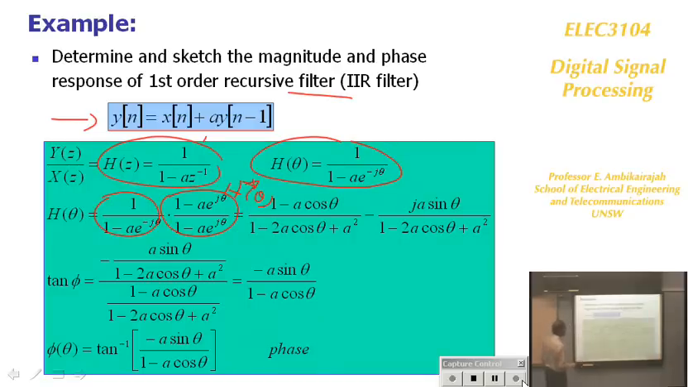Multiply them out. And you get from that the real part, imaginary part, if you want. There are a couple of ways of doing it. One is, you can do it this way to get the magnitude response. If you want just phase, you take the real part and imaginary part.